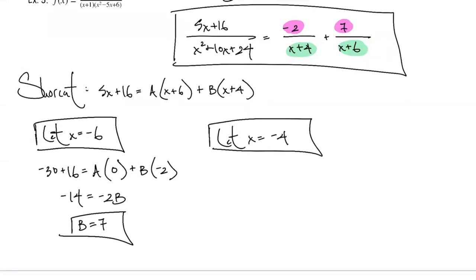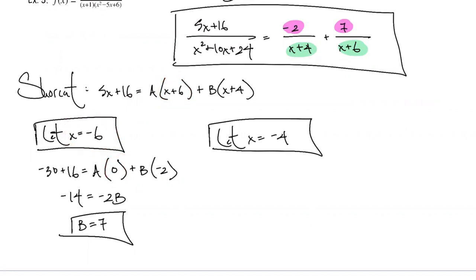Okay, so let's see what happened. I chose -6, and that made one of the factors go to 0. And because that one factor went to 0, I immediately got one of the other letters that I wanted as the only variable in the equation now.